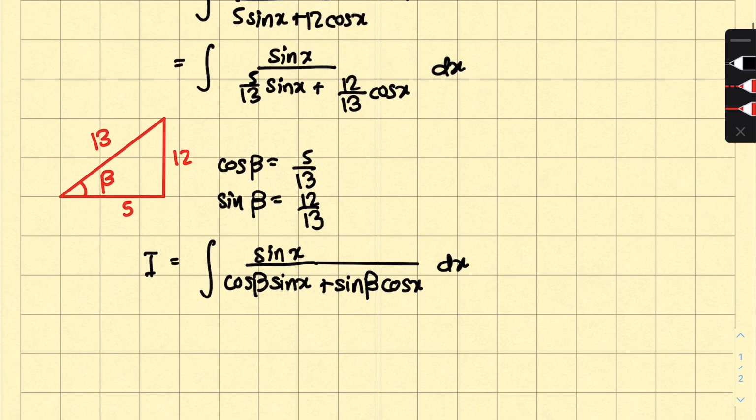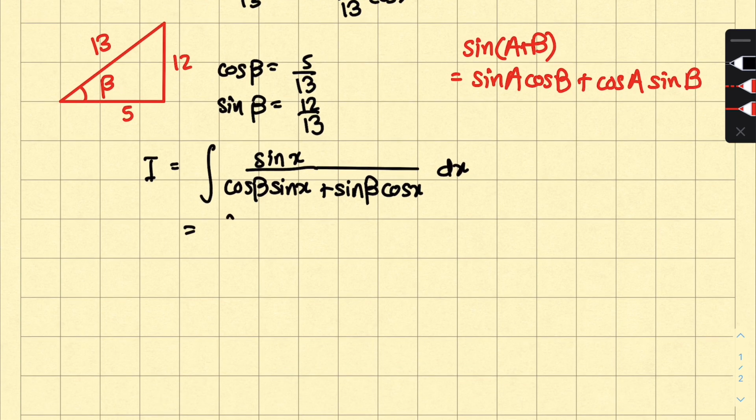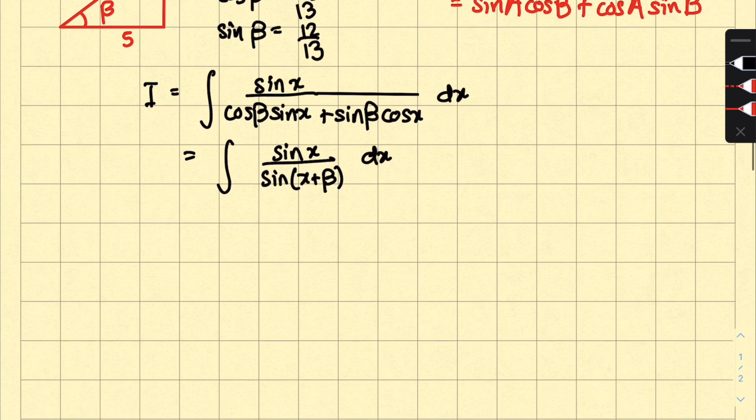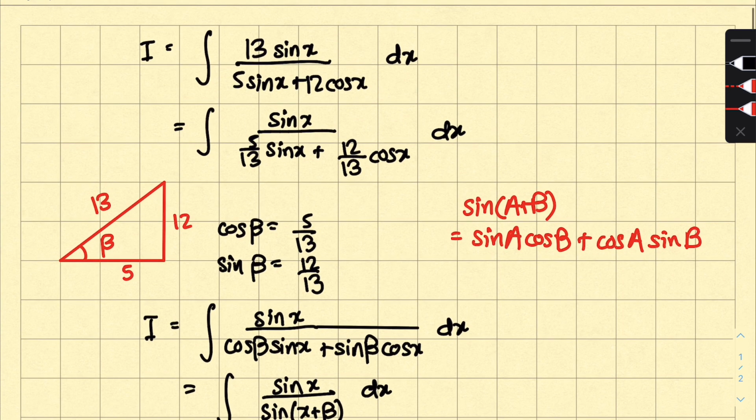Well, now you might remember the identity. Maybe I'll write it here. Sine of a plus b is sine of a cosine of b plus cosine of a sine of b. You see the denominator is in the form of the identity, so we can just simplify it nicely by concluding it is sine of x plus beta. Well, how do we solve this integral? That significantly simplified stuff.